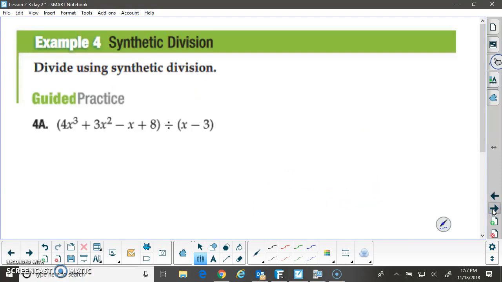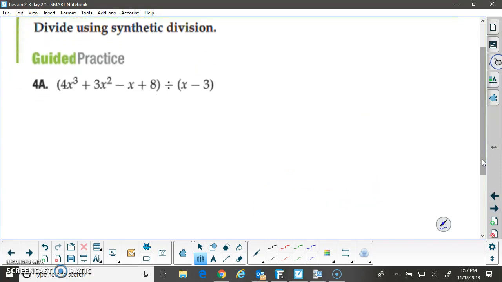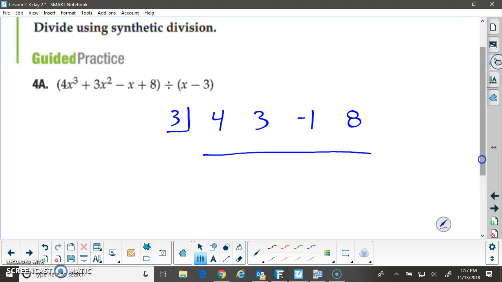Here's another example, same kind of problem. We're taking a third-degree polynomial and dividing by a linear binomial. So the number we need to have in the box is +3 since we're dividing by x minus 3. My coefficients are 4, 3, -1, and 8.